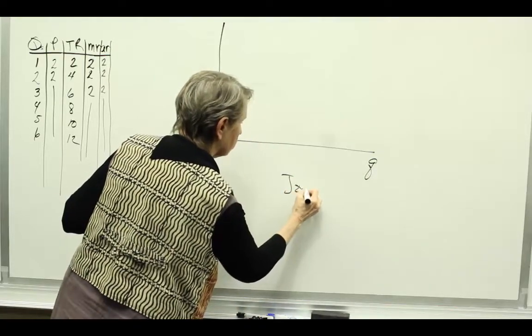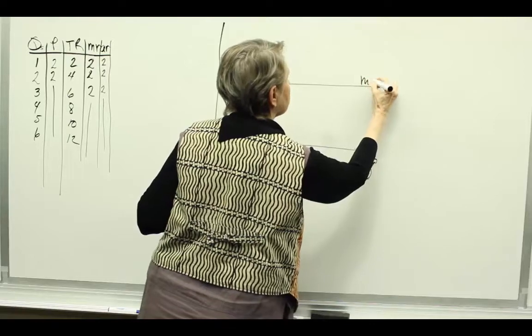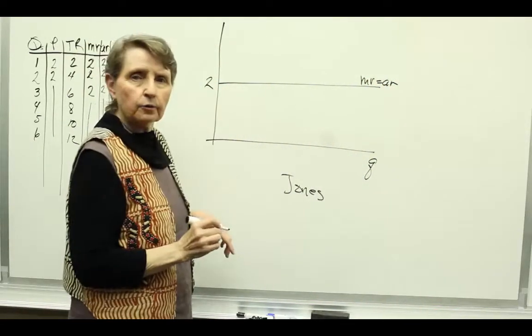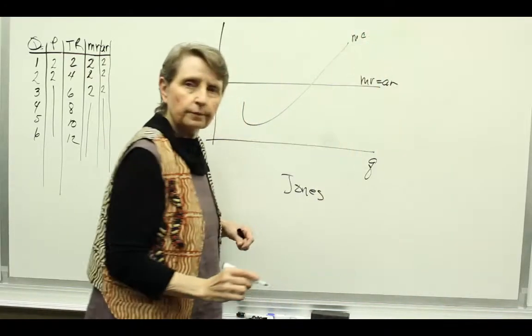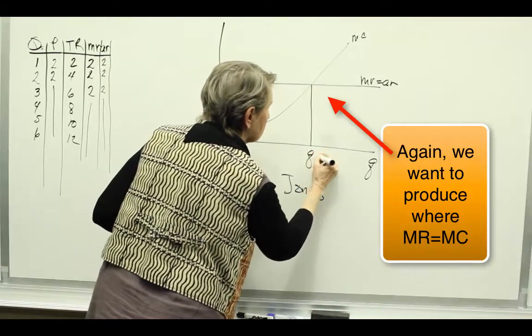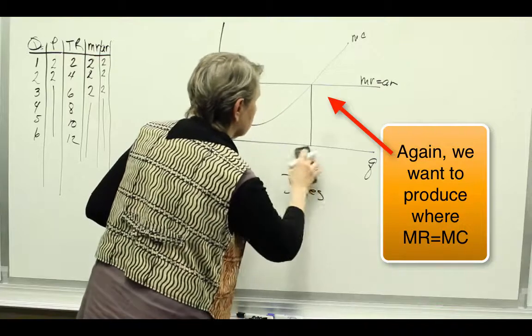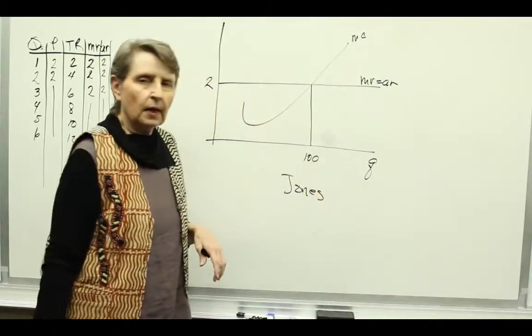This is Jones. And Jones is going to sell his wheat for $2. And he has marginal costs that look like this. And his optimal output level would be this. Only let's say 100 bushels as well. Let's look at profits.